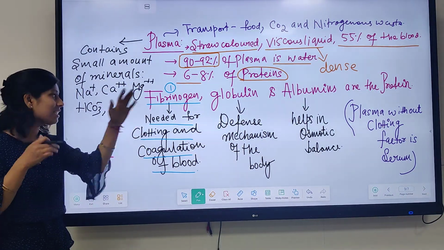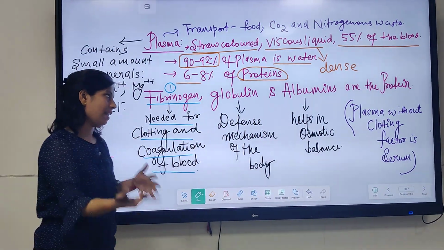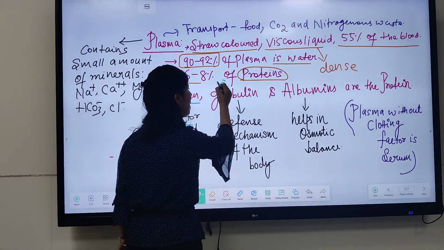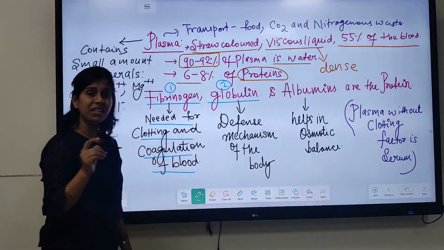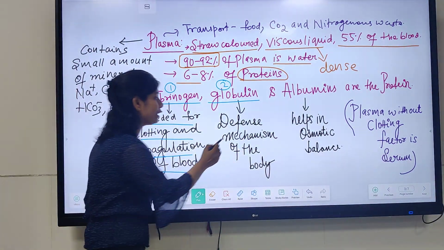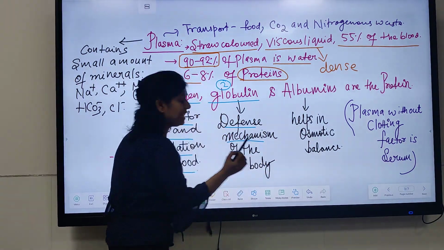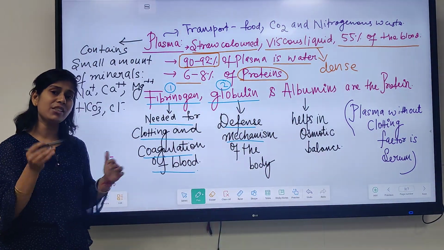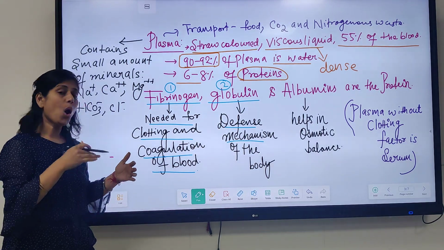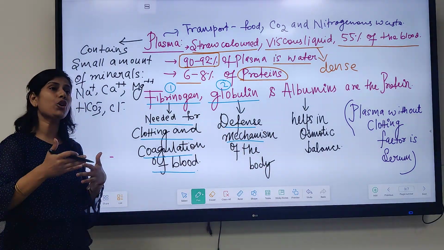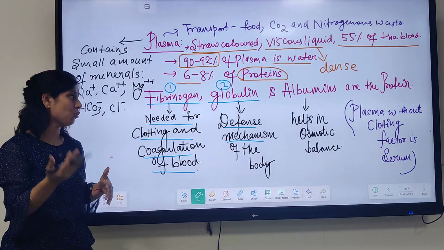Basically fibrinogen. We will study about that in this lecture itself. Number 2 is your globulin. What is the function of globulin? Basically, it is a defense mechanism of the body. What do you mean by defense? It is going to protect your body, or it will act as a shield to your body against certain pathogens.